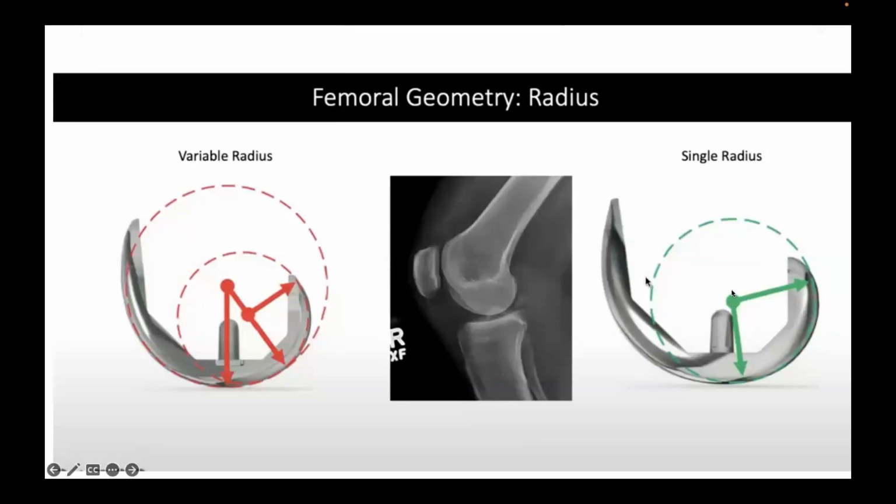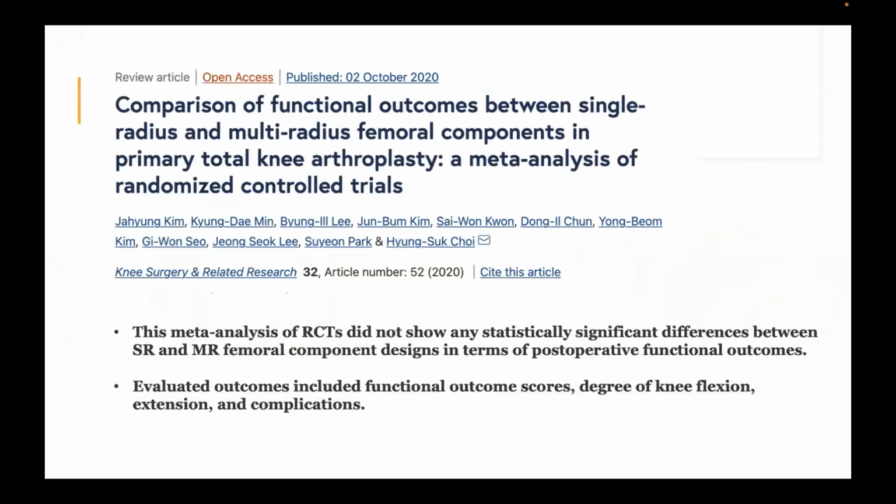Single radius femoral geometry comes with Triathlon from Stryker, and Scorpio. They have a uniform radius of curvature from 10 degrees to 110 degrees. This is based on the principle that the superficial MCL is isometric and there is a uniform flexion arc centered around the transepicondylar axis. But a recent meta-analysis published in 2020 comparing both says that there is no statistically significant difference between the single radius and multiple radius femoral component designs in terms of post-op functional outcome.